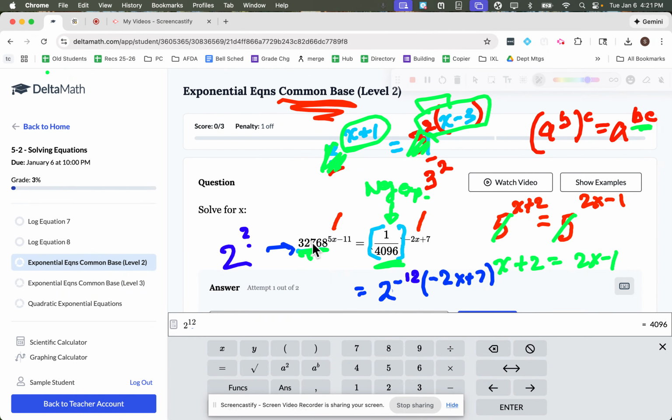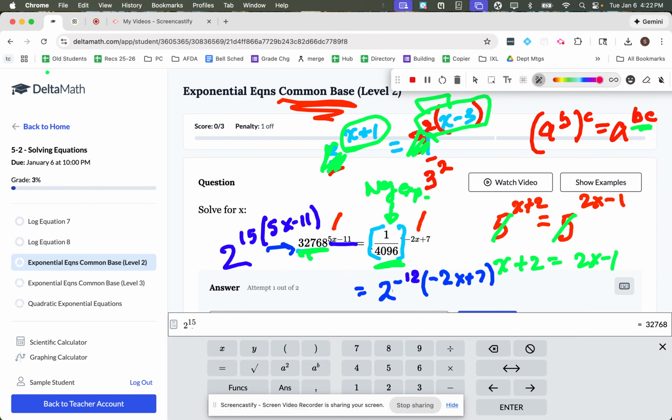Okay, so 2 to the what gets me this? I don't know, 13, 14, 15, there it is, 32,768. 2 to the 15. And here's the other exponent right next to it, 5x minus 11. Okay? So the equivalency is now complete.